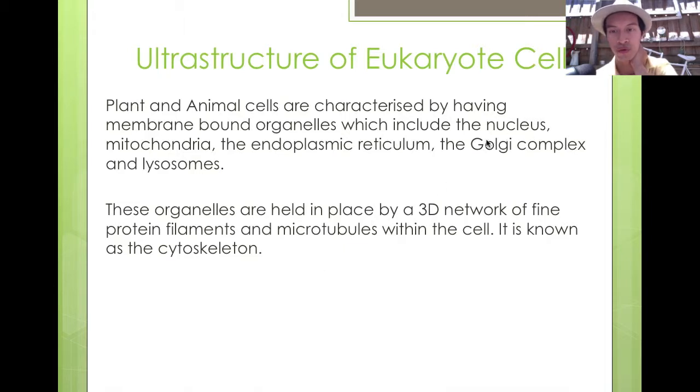Okay, they include a bunch of different organelles: the nucleus, mitochondria, endoplasmic reticulum, Golgi complex, and the lysosomes, and a few others as well. These organelles are held in place by a 3D network of fine protein filaments and microtubules, which is known as the cytoskeleton. So together, you can think of the cell as a functioning machinery that contains all of these different parts, and each of the different parts has a particular role to play. And we're actually going to go through each of the major ones and give you a breakdown of what their functions are within the cell, so that you can understand the cell in a more holistic sense. Okay.